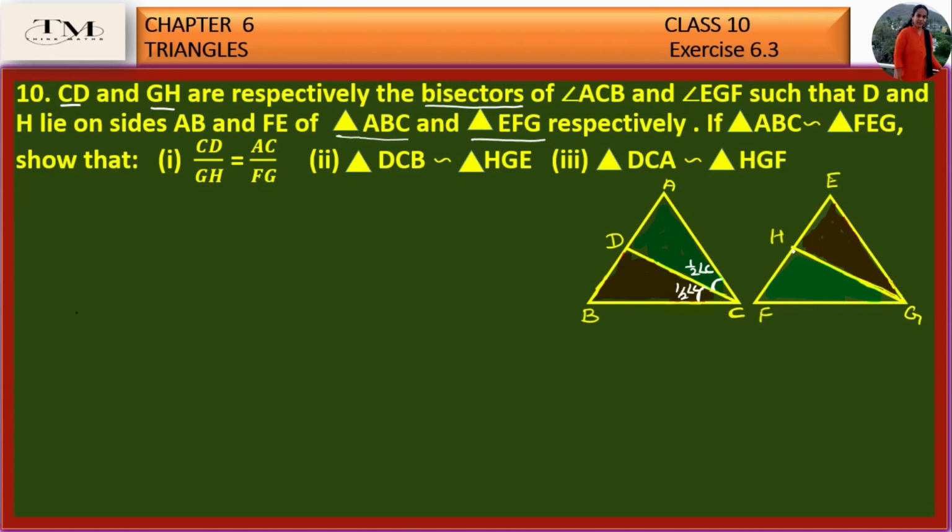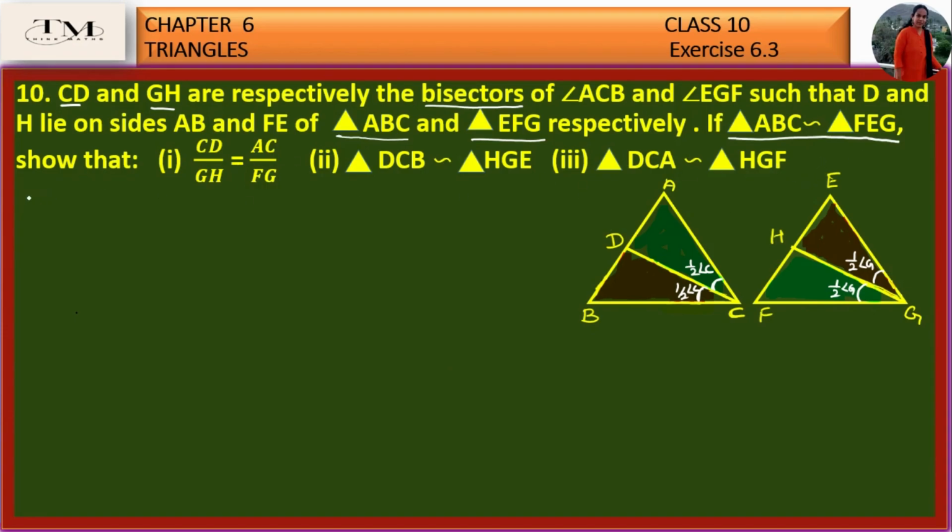In the same way, GH is the bisector of angle EGF. So GH divides angle G into two equal halves. This will also be half of angle G, and this is also half of angle G. These pieces of information are given, and another important information is triangle ABC is similar to triangle FEG. This information is very helpful to prove all these parts.